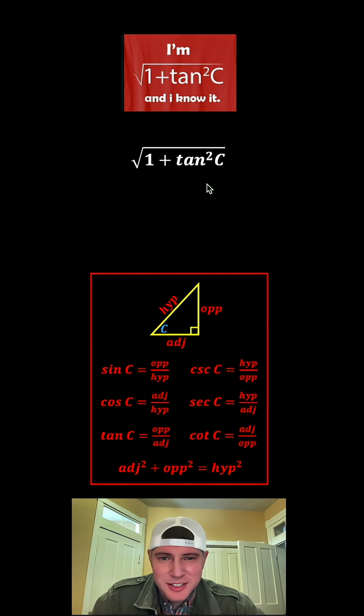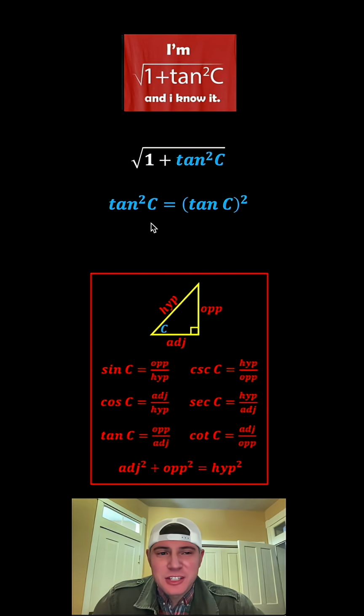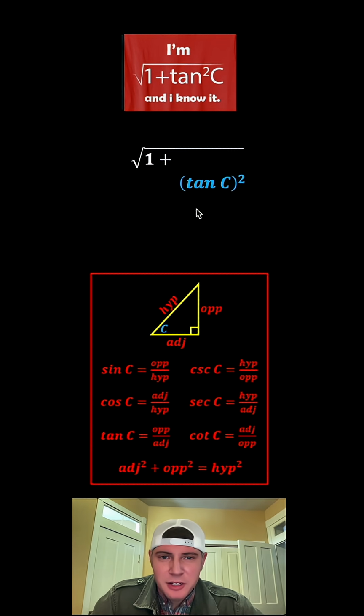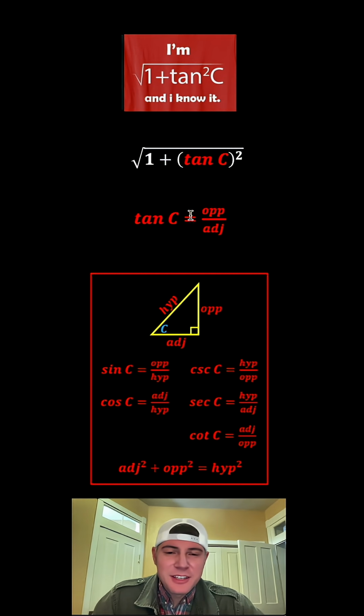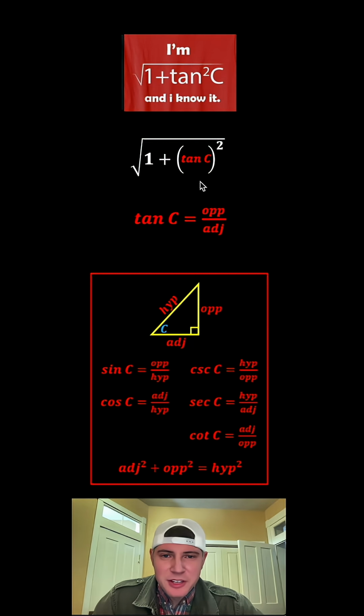Let's focus on this tangent squared of c. This is just a special notation that means tangent c, whole thing squared. And now in the place of this tangent squared c, let's plug in tangent c squared. Next, let's focus on just the tangent c. We have notes for tangent c down here, so let's pull that up. Tangent c is equal to opposite over adjacent. So in the place of this tangent c, let's plug in opposite over adjacent.